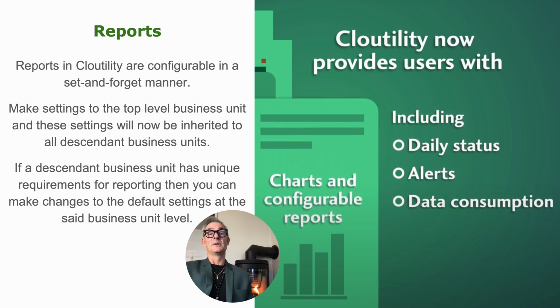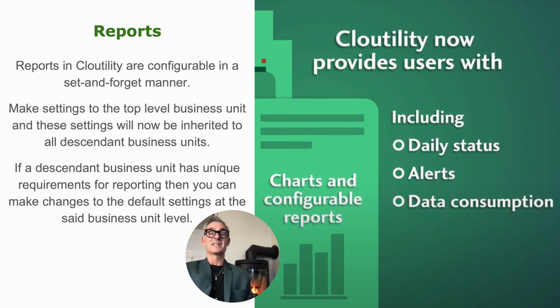There is a number of built-in reports in Cloutility, including status reports, jobs monitoring reports, data consumption reports, graphs, service level agreement reports, and many more. You can configure each report with the default settings preferred by your administrators. These settings will automatically apply to descendant business units. In this way, your effort with settings is a one-time job, set and forget.